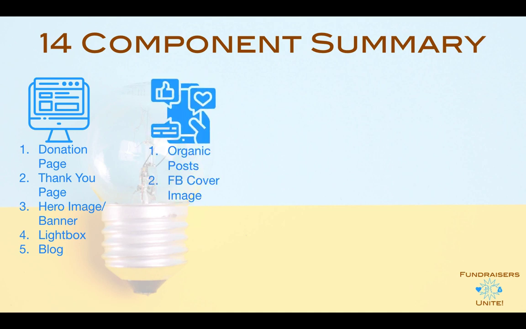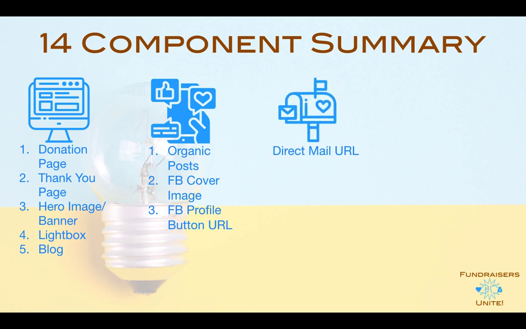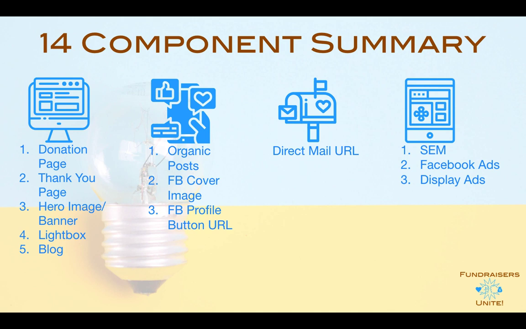Next we have social media. We have your organic posts, we have a Facebook cover image or any other social media sites where you can put an image up, and then you have your Facebook profile button URL. So this simplifies, here's what you need to do for social media. For direct mail, it's your direct mail URLs. For digital media, you have your search engine marketing that you can do with Google for nonprofits, Google ads, or Bing ads. You can do Facebook ads and display ads.